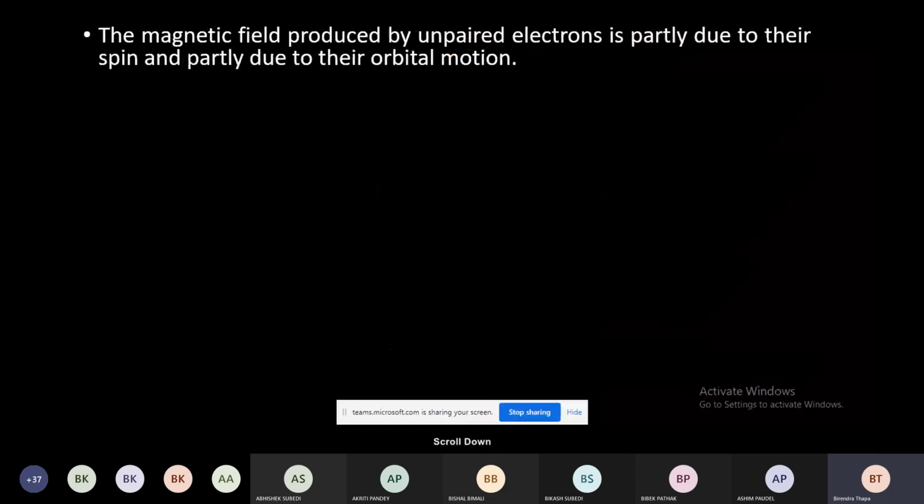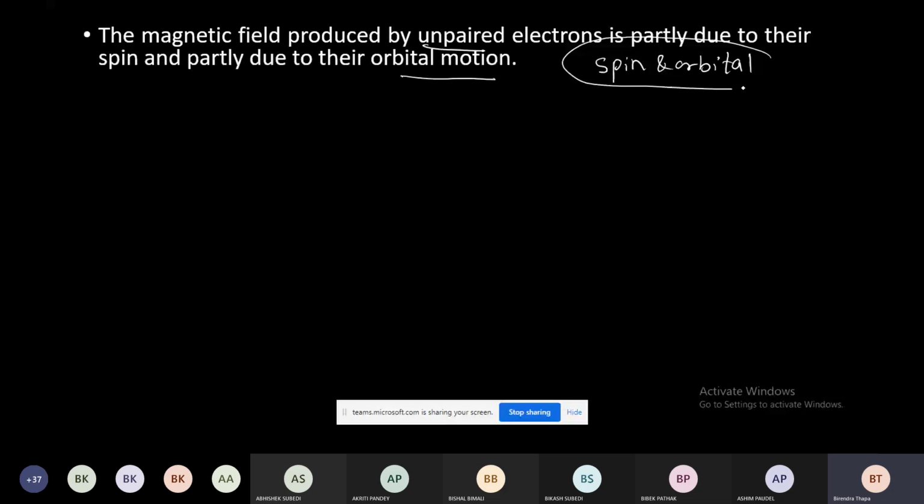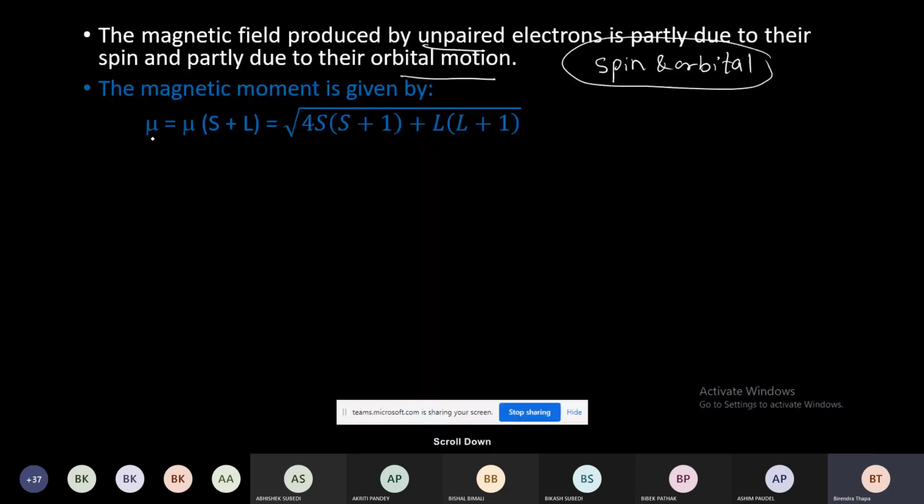Now let's go to spinning and orbital contribution of electron. The magnetic field produced by unpaired electrons is partly due to their spin and partly due to their orbital contribution, or orbital motion of the electron. Means in total, the actual value of magnetic moment is obtained by spinning and orbital contribution of the electron. If we consider both contributions of the electron, then the value of magnetic moment can be given by the formula mu is equal to mu s plus L.